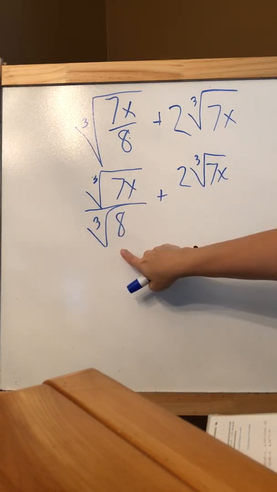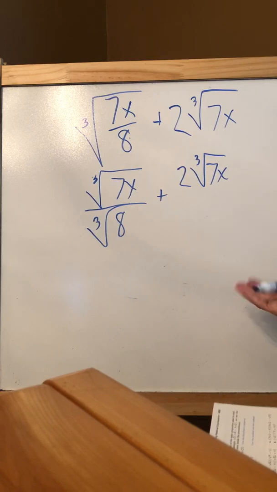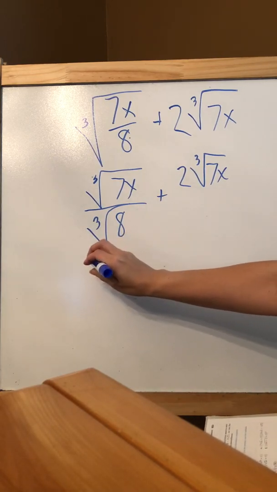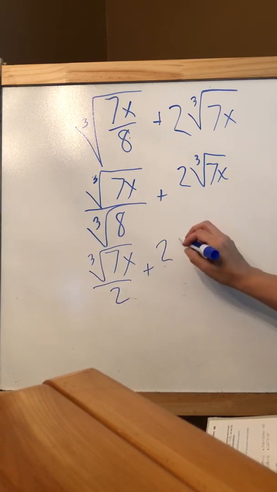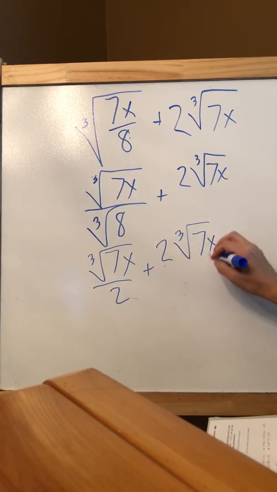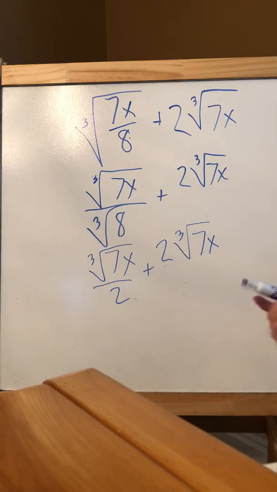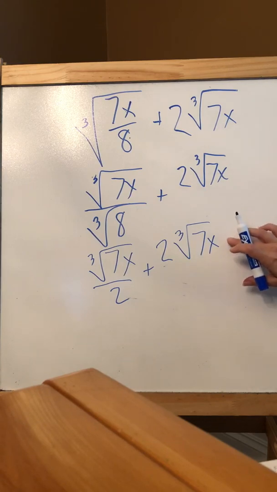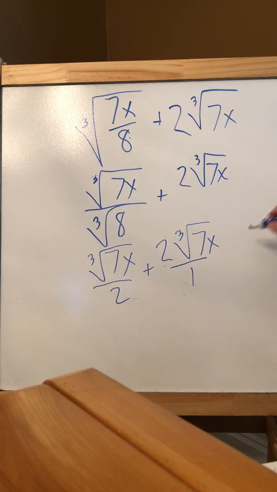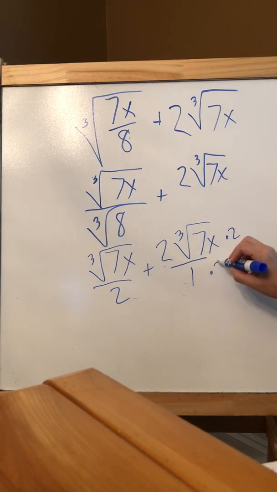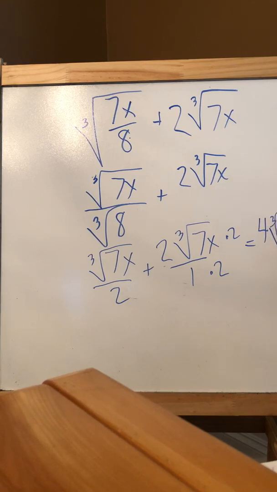Okay, so cube root of 8 is 2. So now we have cube root of 7x over 2 plus 2 times the cube root of 7x. Well, we can't really add them like this. We have to have a common denominator. So what we're going to do is multiply this one, because technically this one is over 1, the top times 2 and the bottom times 2, and that's going to give us 4 times the cube root of 7x over 2.